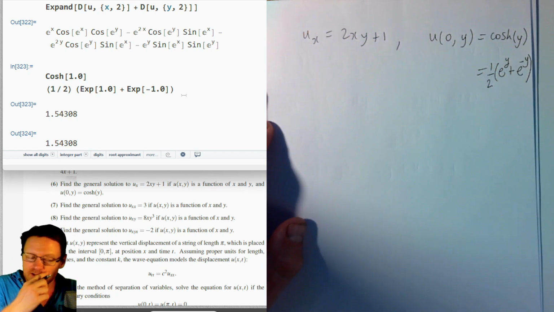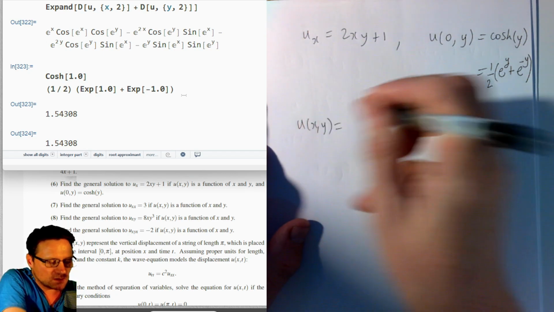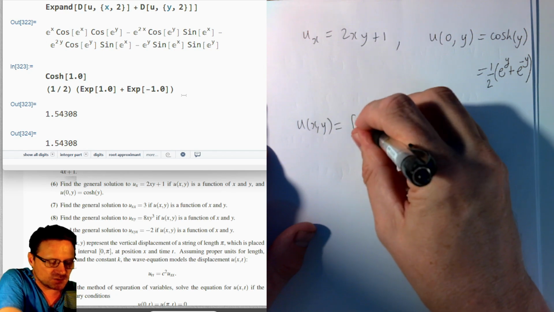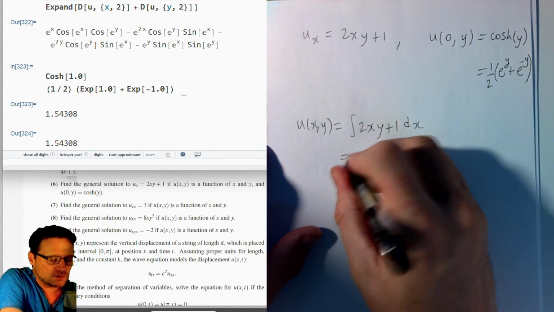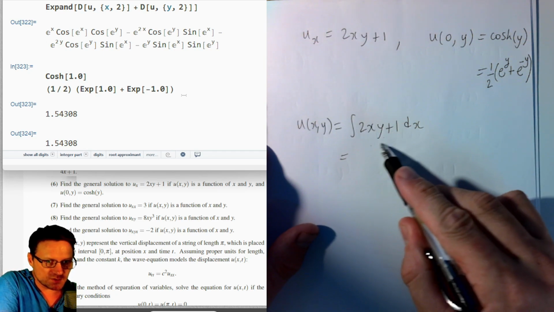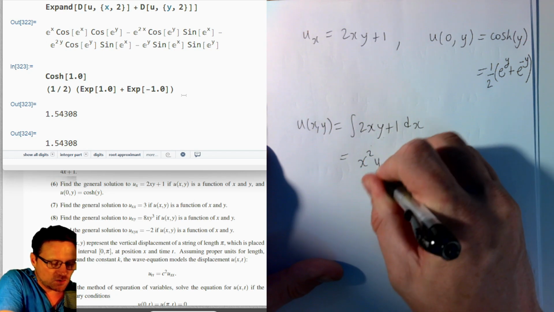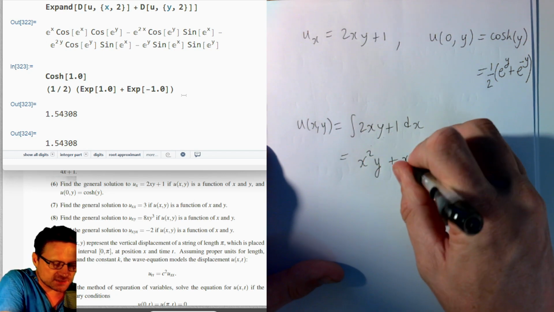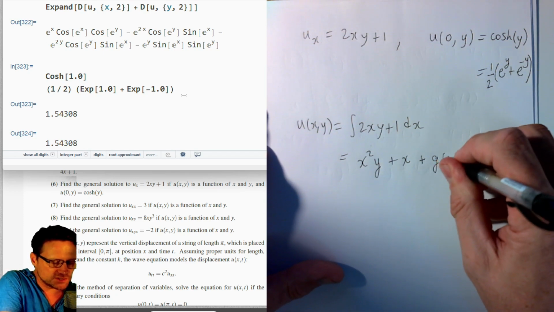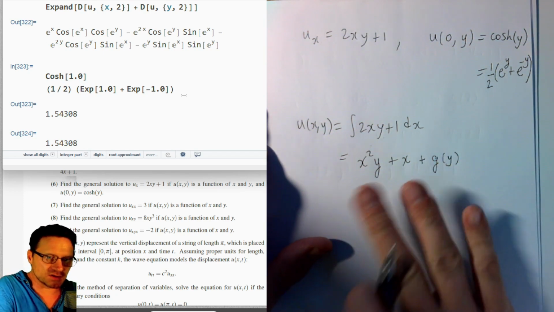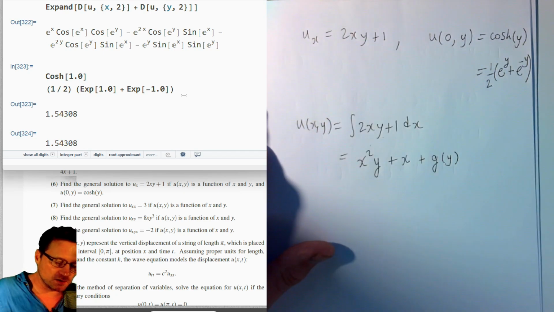Okay, and so now let's solve our differential equation. So u is the integral of 2xy plus 1 with respect to x. So integrating this with respect to x, we treat the y as a constant. So x squared y plus x plus a function of the other letter, plus g of y. So that if we differentiate this partially with respect to x, we get exactly this up here.